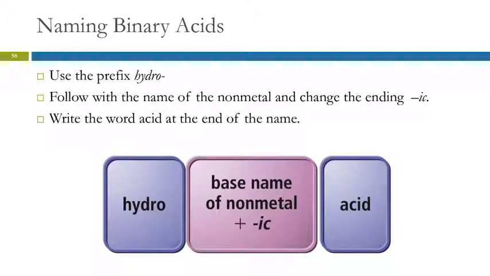For those that aren't, with no oxygen, we're going to follow this pattern. We use the prefix hydro. And then we take the name of the nonmetal. There's hydrogen and something else. We change the end of that nonmetal name to ic and add the word acid.